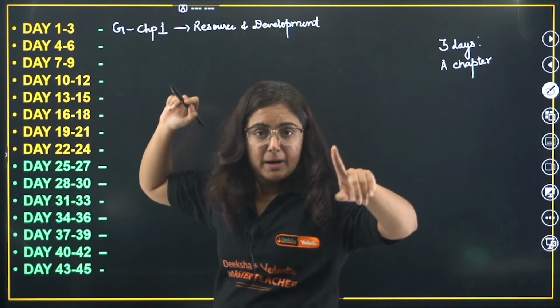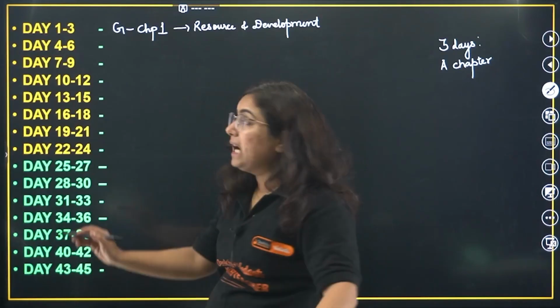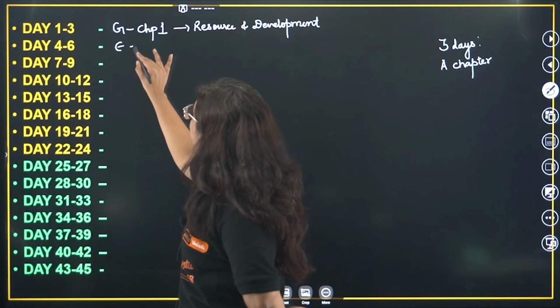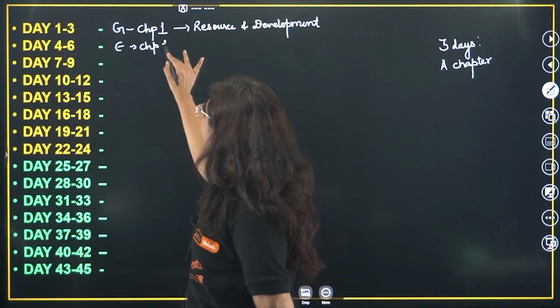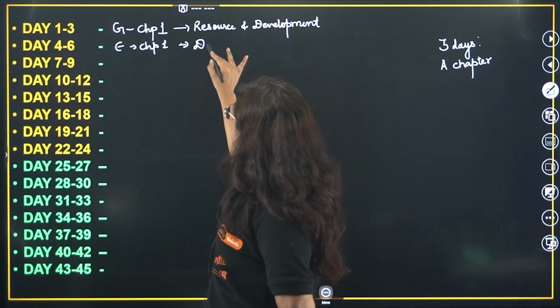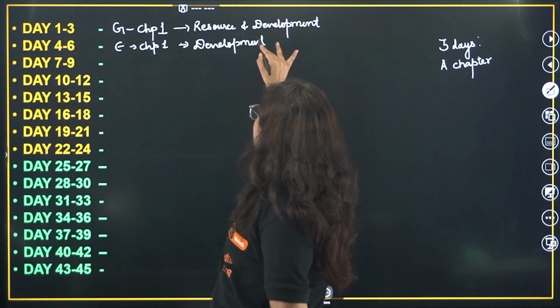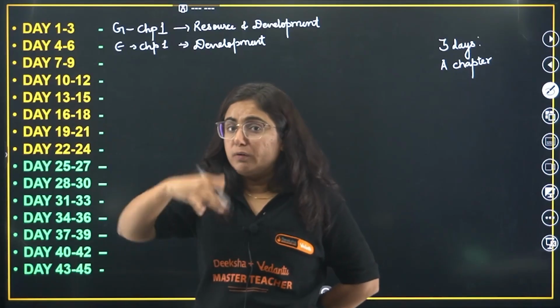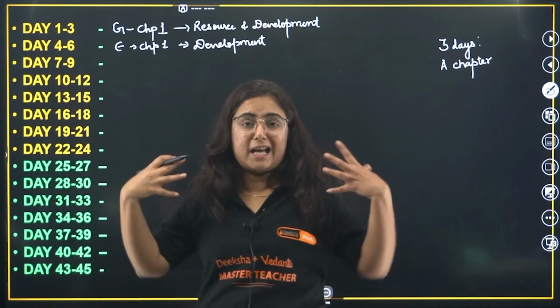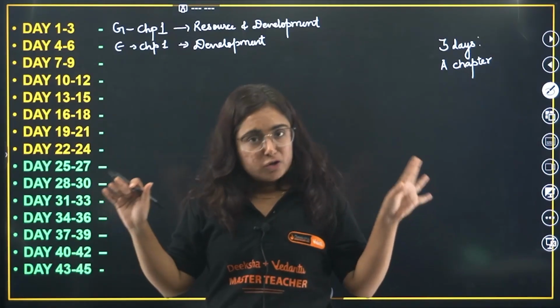Okay, getting my point? Once done with this, I would suggest you go to economics and complete chapter 1. Why am I taking the easy chapter first? Because this will stay long in your memory. When it is difficult, you start now, you will lose your confidence and feel exhausted in the beginning only. So do that.